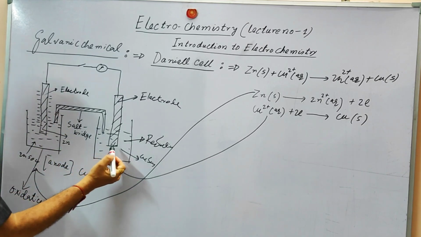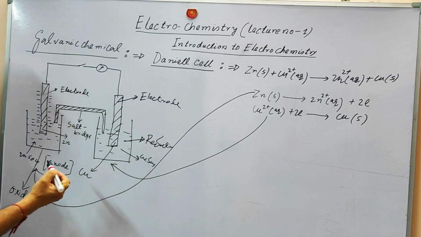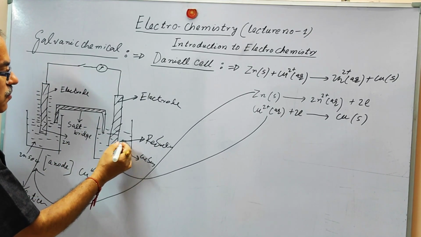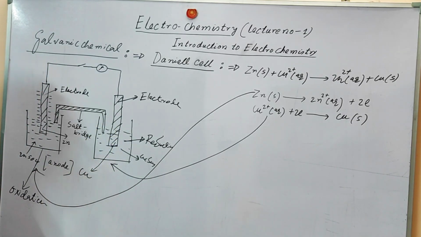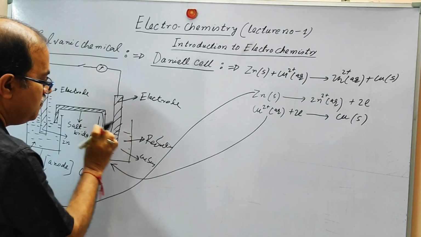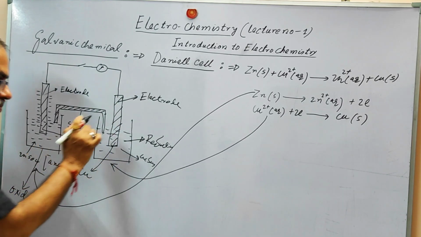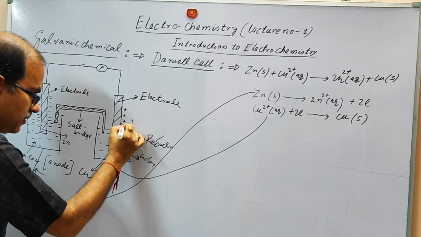Now what is going to happen in case of this electrode, that is the cathode? What is going to happen? Now the copper ion, Cu2+, will take the electrons from this metal rod, on this electrode, that is copper, and it will make this electrode, copper, positively charged.